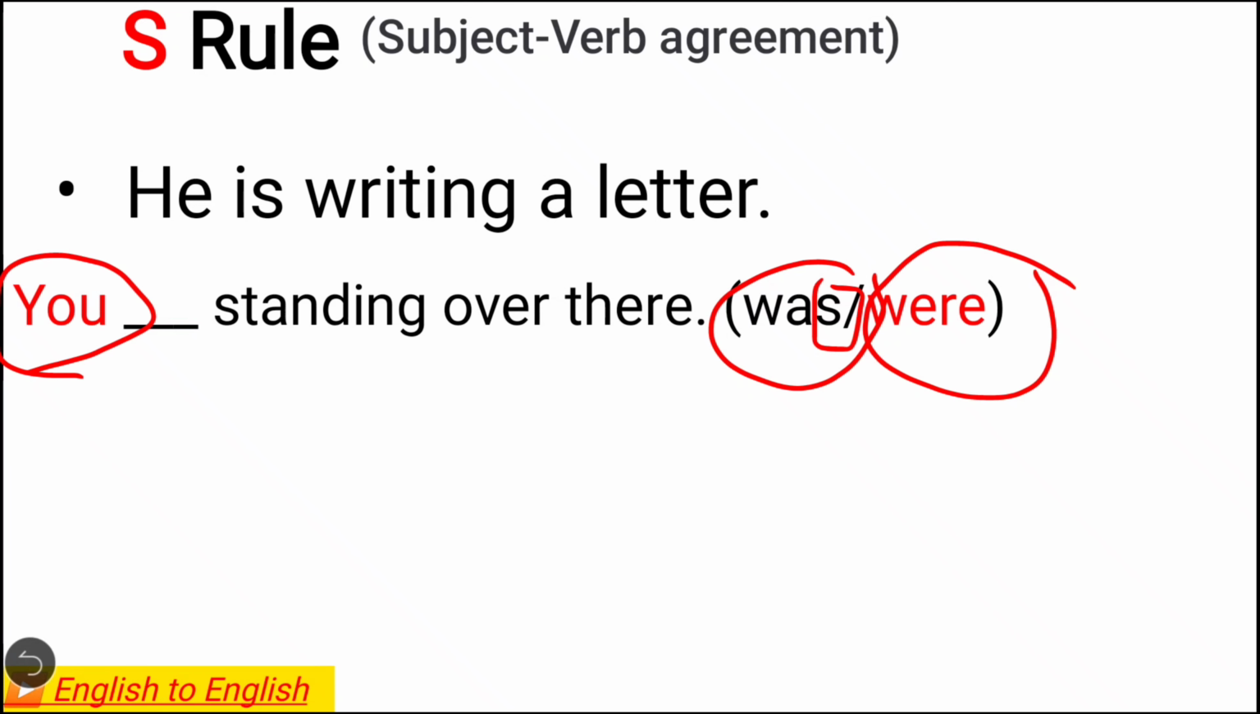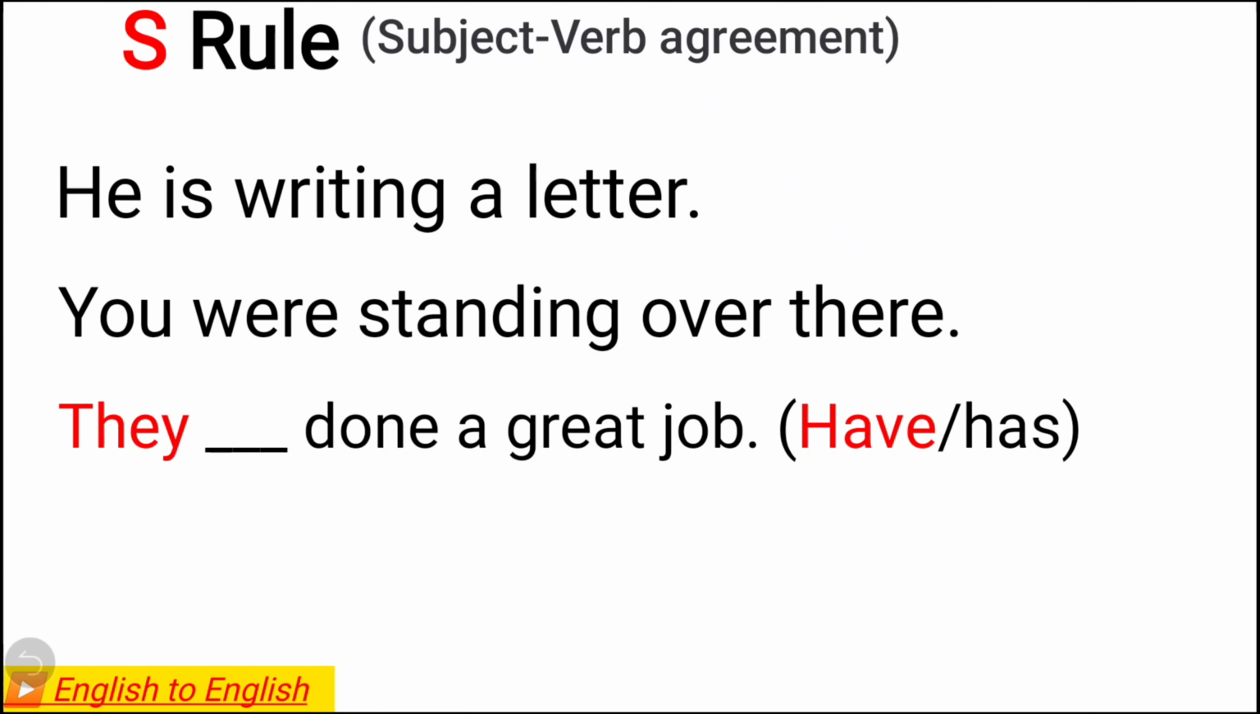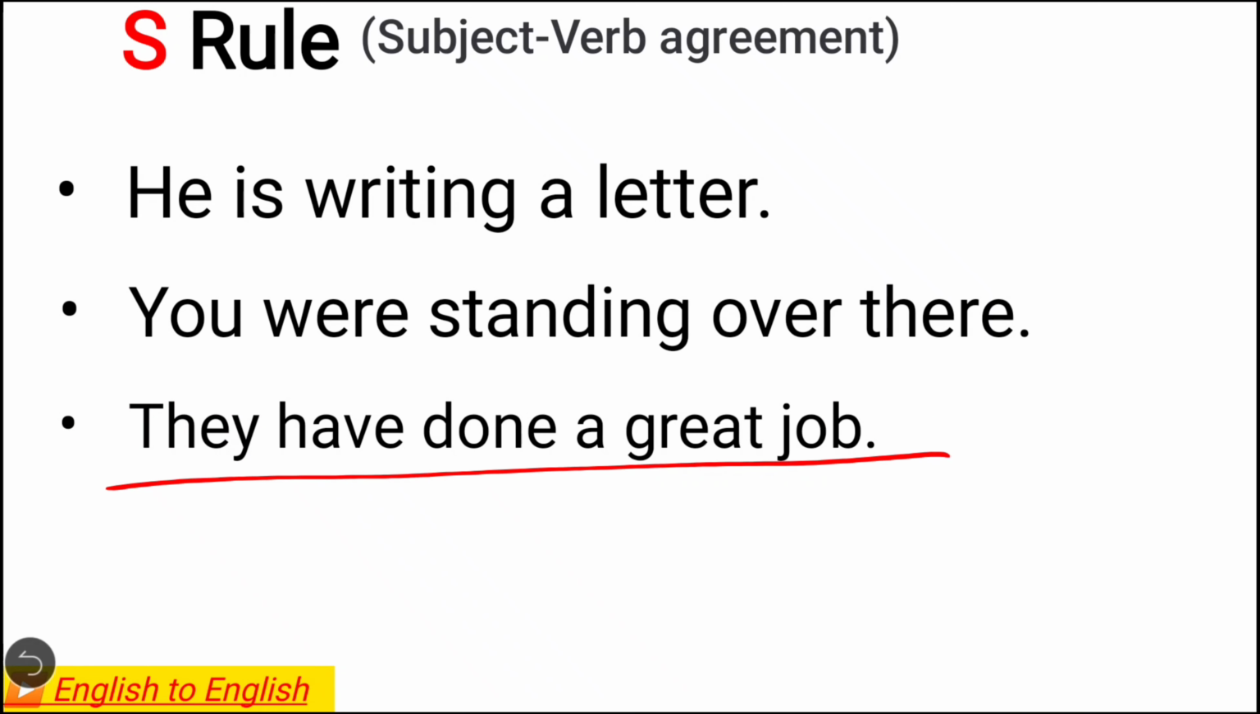Okay, so let's move ahead and try to solve the third. So what is the third? They dash done a great job. So what do we have to use, have or has? We know that they is a plural subject. First of all, we have to find out the number of this subject. So it is plural. So if they is plural, we have to use a plural helping verb, that is have, because has is containing S. If has includes S in it, it will be used with singular, not with plural. They is the subject that is plural, and we have to use have only. So our sentence will be, they have done a great job.